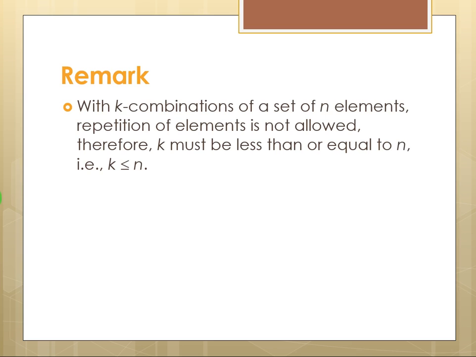Our remarks, what is important here: with a K combination of a set of n elements, repetition of elements is not allowed. It is the same as a permutation. It means that k must be less than or equal to n. In a permutation, if you remember, k was less than or equal to n. So the same concept is applied in a combination as well.